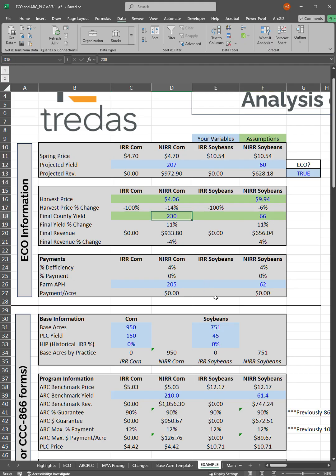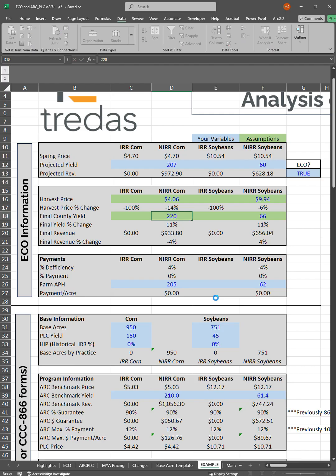And then final county yields. This is where you can estimate, okay, what can my county kind of expect? I'd say in most non-irrigated counties, we're figuring anywhere from 10 to 12% above trend line or above expected. Irrigated counties, probably something a little bit lower, 5 to 7% possibly.